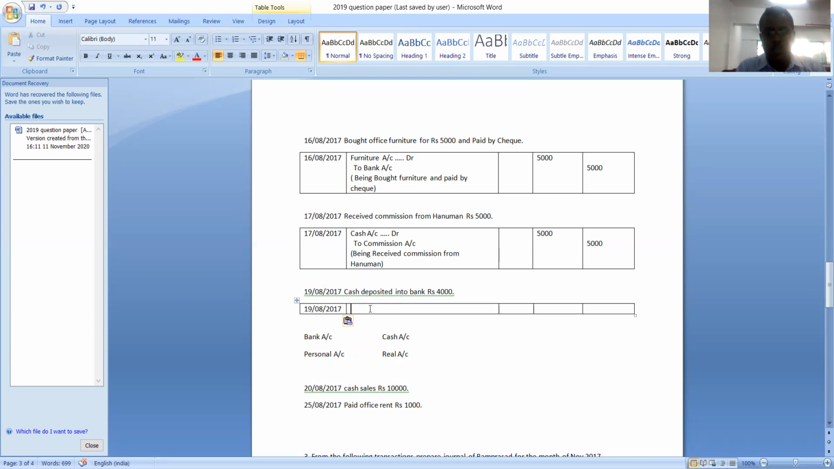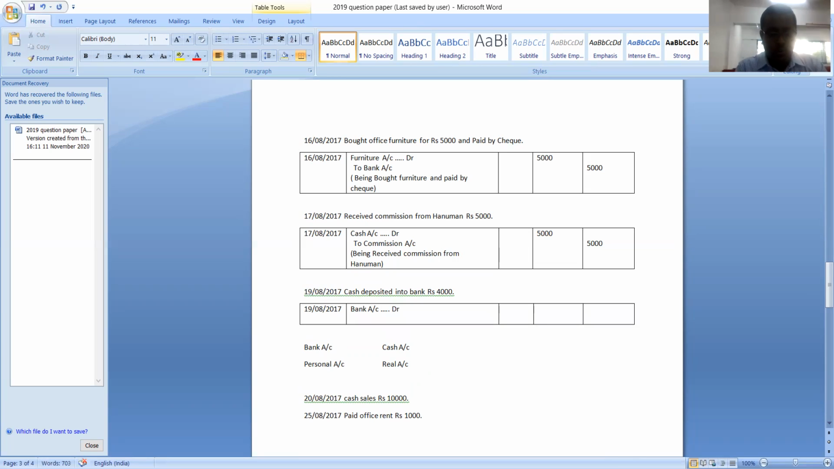Which account should be debited? Bank account should be debited. So bank account, debit. Credit to which account? To cash account. Why should the cash account be credited? It is going out of the business.